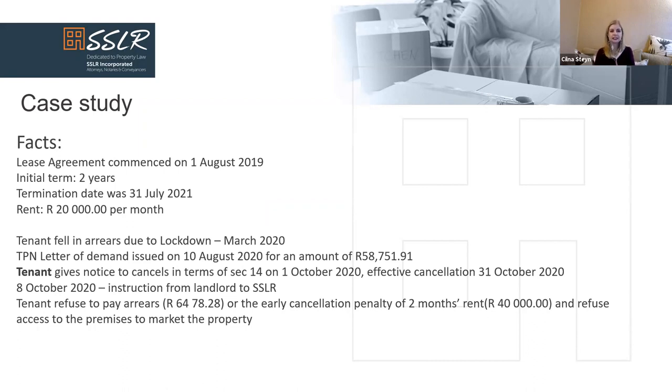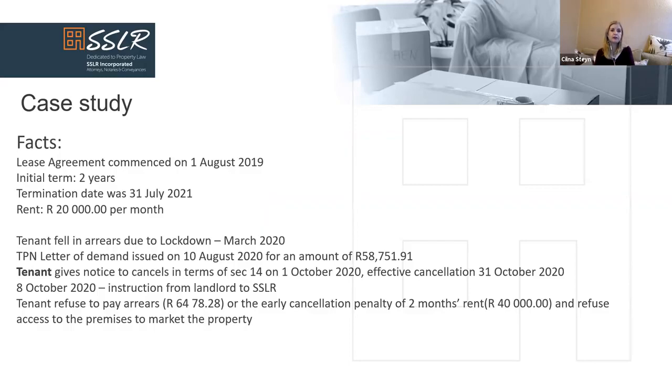Okay, so here's the facts of our case. We have a lease agreement that commenced on the 1st of August, 2019. Initial period was 2 years. Original agreed termination date was the 31st of July, 2021. This is, well, currently 2 weeks from now. And the rent of this property was 20,000 Rand a month.